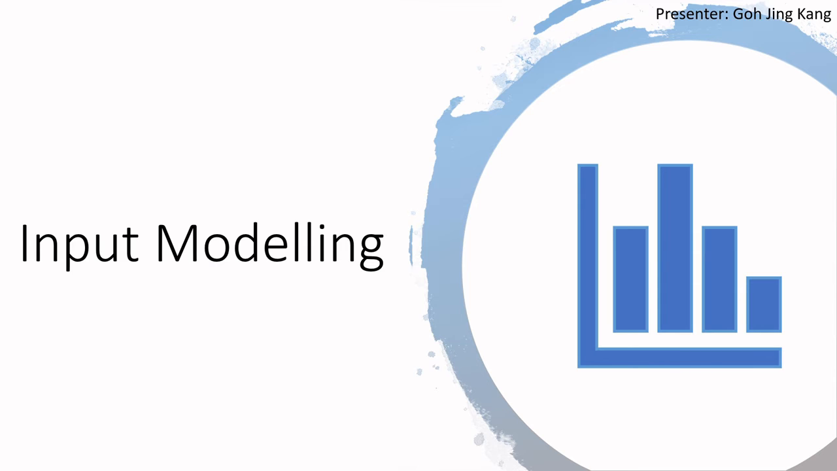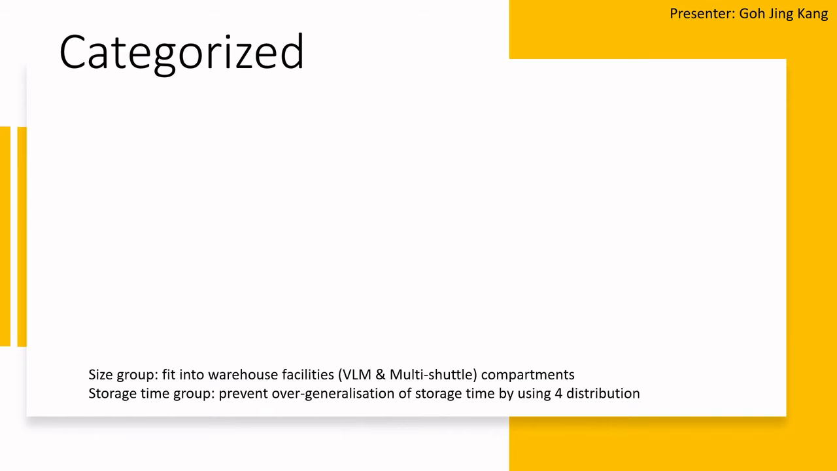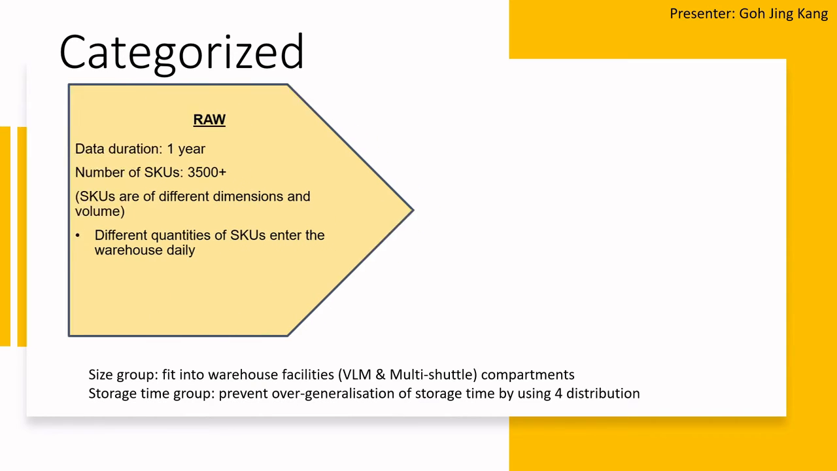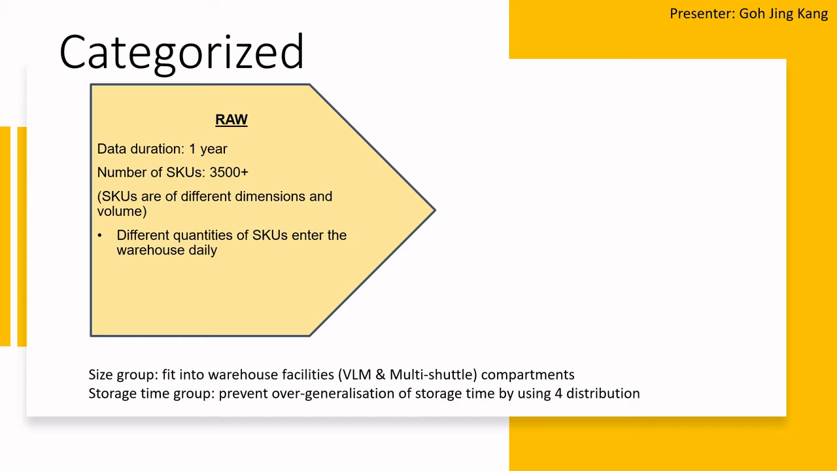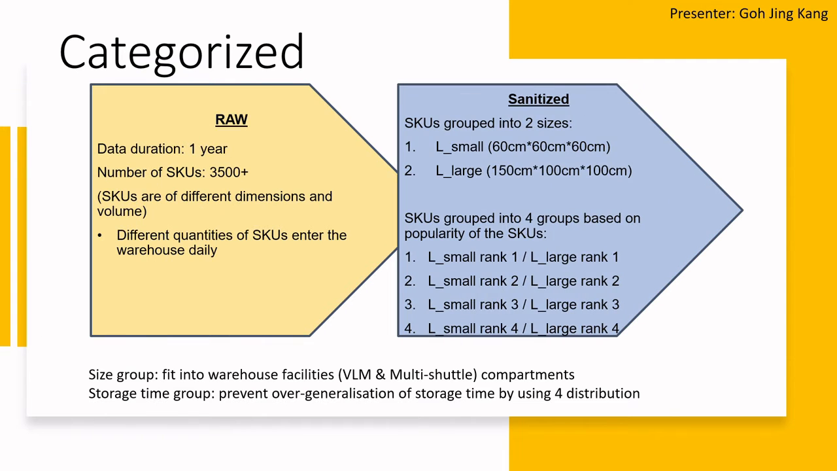Thank you, Haolun. For input modeling, I will explain how our group utilized the sanitized data and came up with an inbound model that is appropriately representative. This slide summarizes how we categorize our data from raw data of 1 year with more than 3,500 SKUs that are of different dimensions and volume and enter the warehouse with different quantities and rate. We categorized it into 8 groups based on the size and storage time.